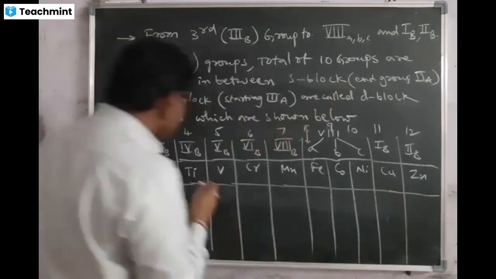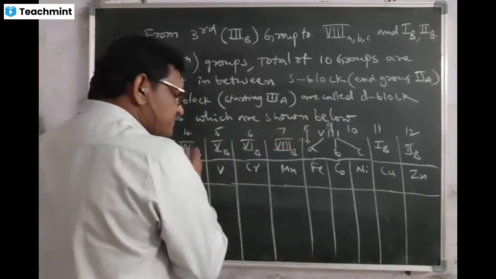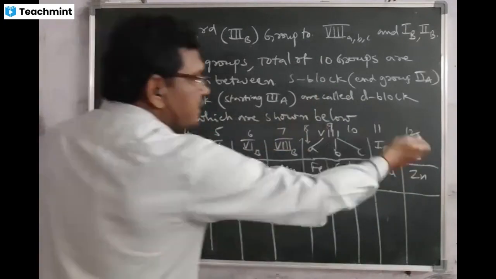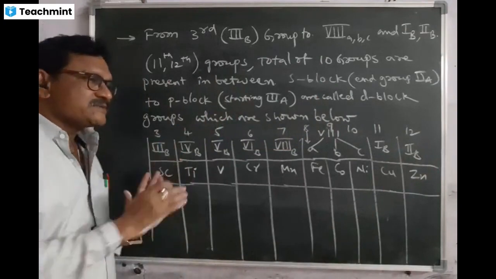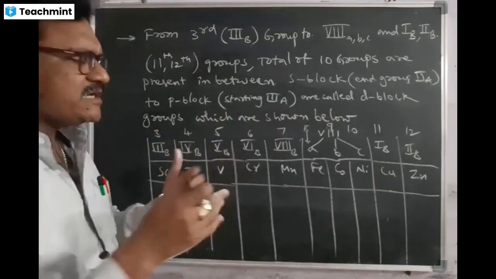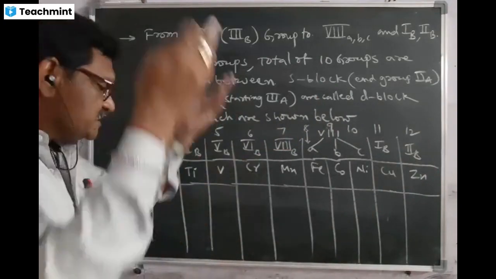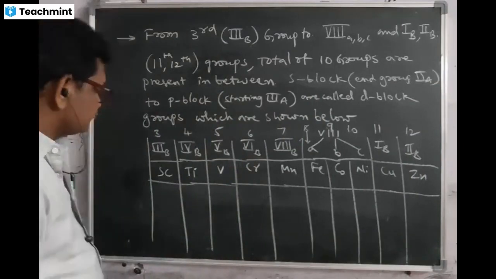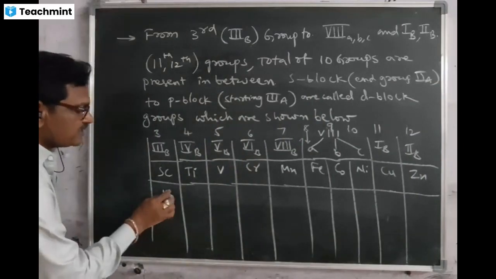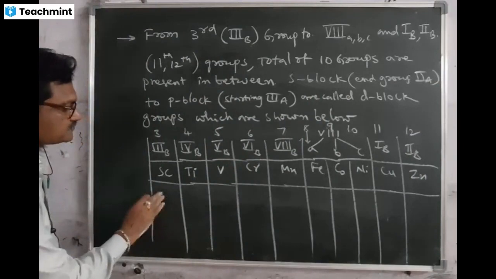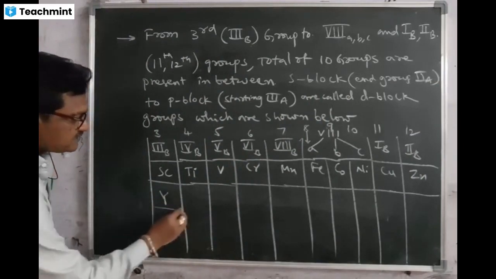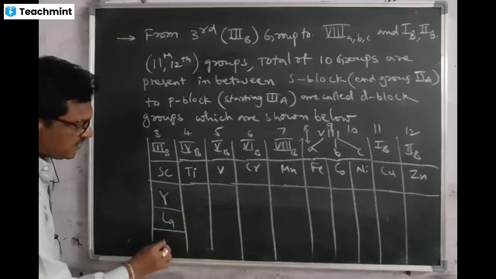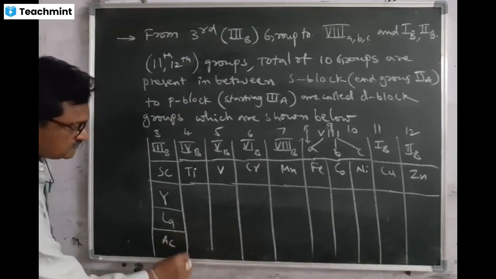Just remember third B, that is the first one, and the last one, second B. Third group and 12th group, remember for your understanding purpose. The remaining ones are not necessary here; we will discuss that in higher classes. So here scandium. After scandium, yttrium, then lanthanum, then actinium. Okay.